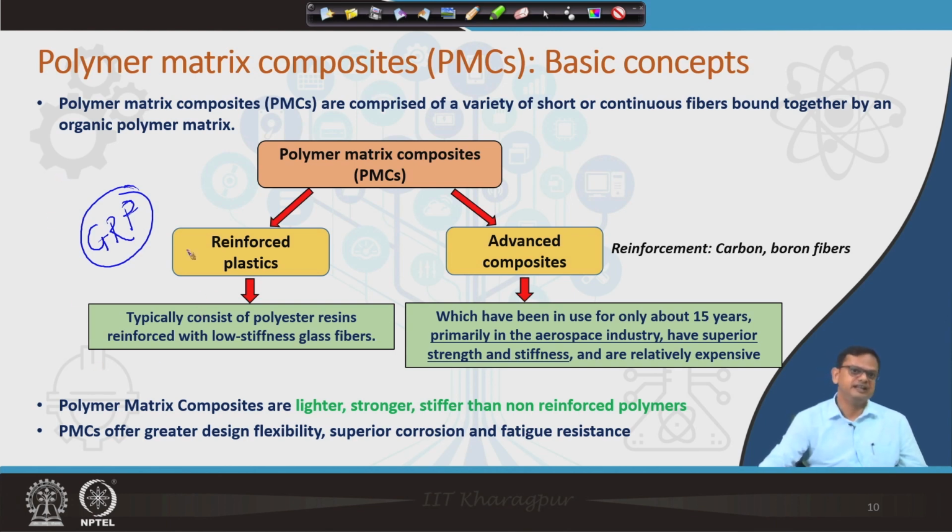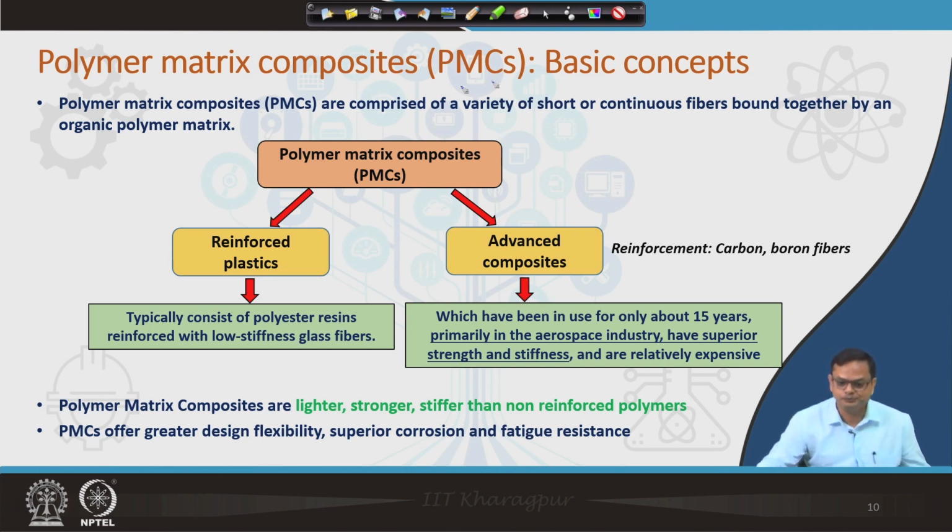In those cases these GRPs are used, typically consisting of polyester resin reinforced with low stiffness glass fiber. And then you have advanced composites, which are reinforced with high strength fibers like carbon or boron fibers, sometimes ceramic fibers as well like SiC and Al2O3, and these are primarily used in aerospace industries where you need superior strength and stiffness. So, that is basically the classification of polymer matrix composites in terms of their applications.